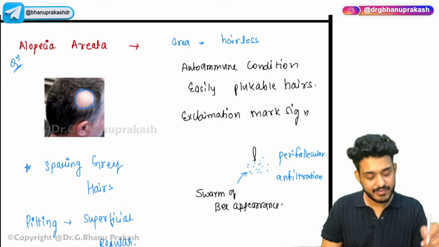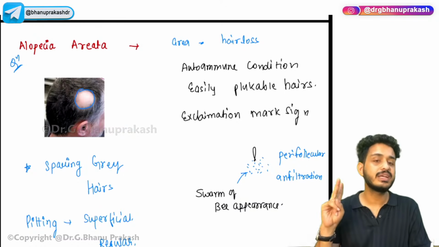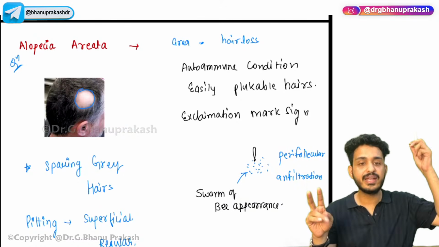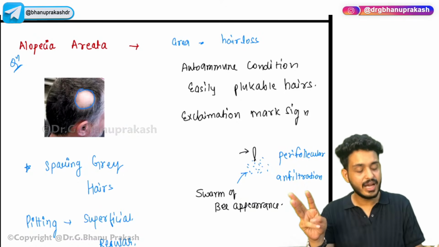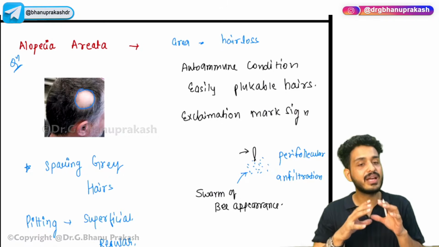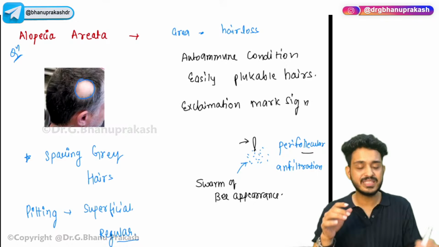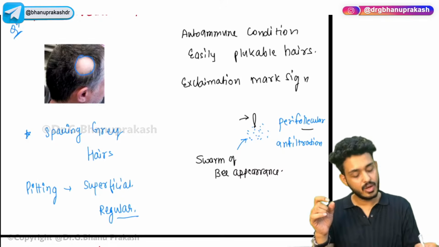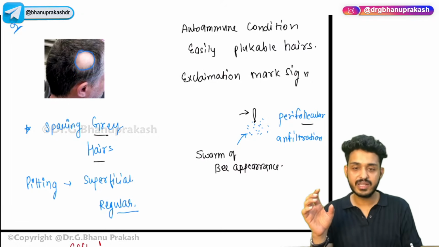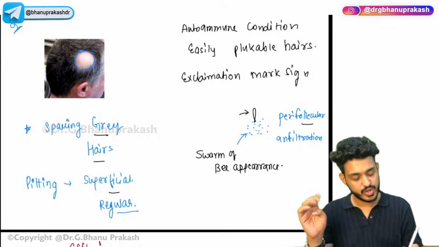Okay, again we will be revising. It is an autoimmune condition. Easily pluckable hairs you will be finding. Exclamation mark sign. Around that exclamation mark sign you will be having swarm of bee appearance, which is basically perifollicular infiltrations. Okay, gray hairs will be spared here, and the pitting will be superficial and regular.